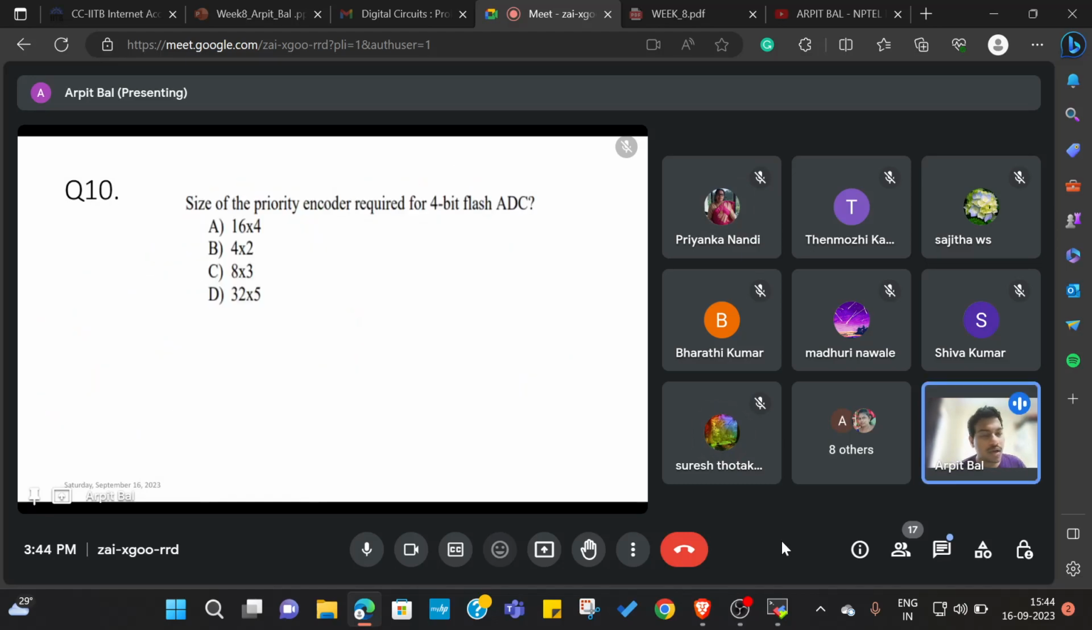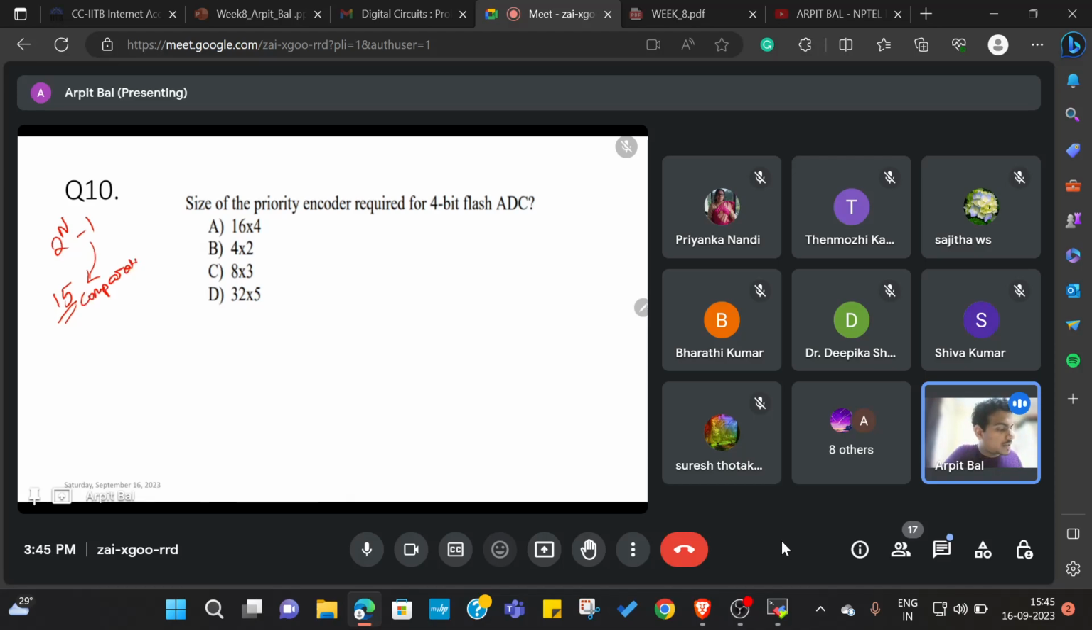Okay, so based on the previous questions that we solved, can anyone tell me what is going to be the size of the priority encoder for a 4-bit flash ADC? Let's do it step by step. How many comparators will be needed for a 4-bit flash? 16. Think once again. 15. Correct, 15. 2 power n minus 1 comparators are needed, so a total of 15 comparators will be needed.